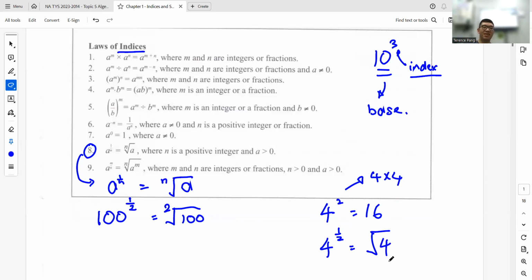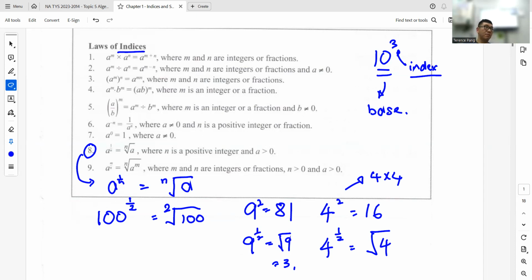Then you give me another one so I can write it. What about 9 squared? 9 squared is 81. What about 9 to the power of half? It equals the square root of 9, which equals 3. So think of it as the opposite. When you see a fraction of an index, it's the opposite of a regular index.